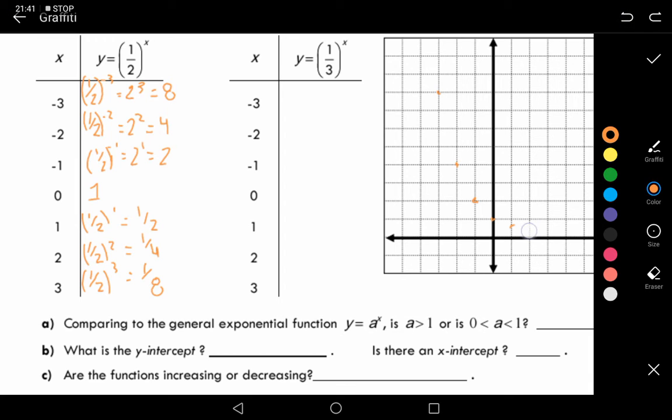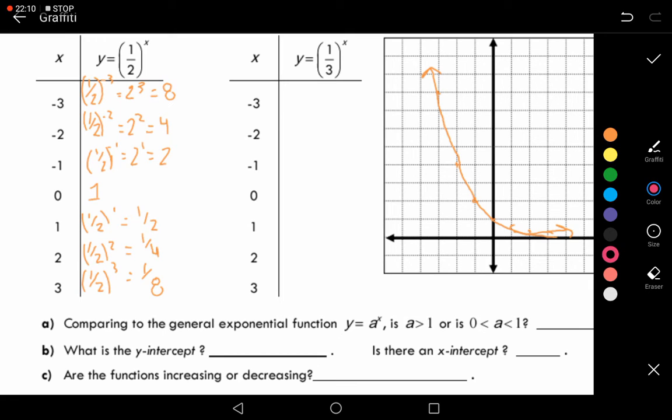Where are these lines? I want them to be dots. Really close to that 0, but not actually touching it. And again, our next step is to connect the dots with a line. Okay, so that is what our graph is going to look like.